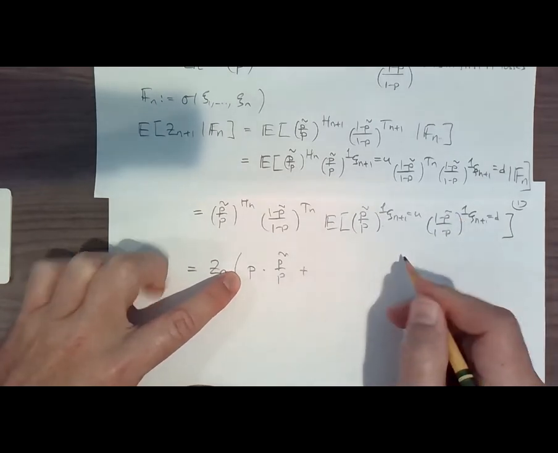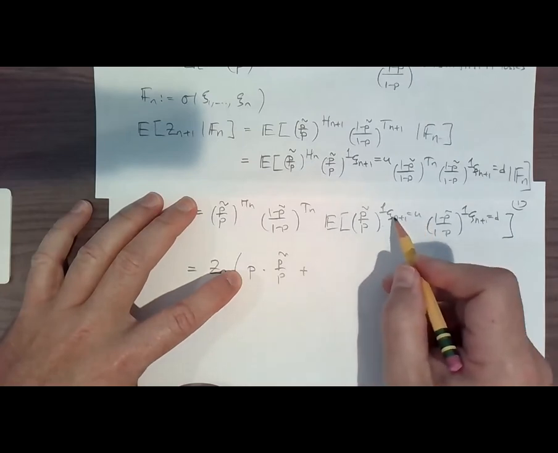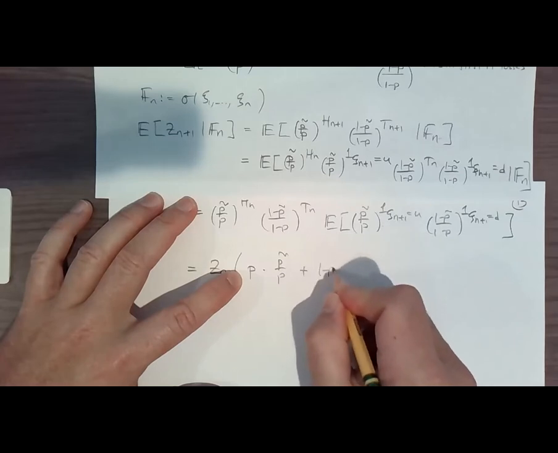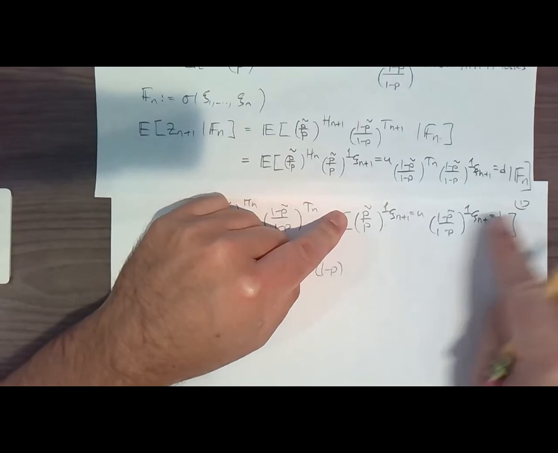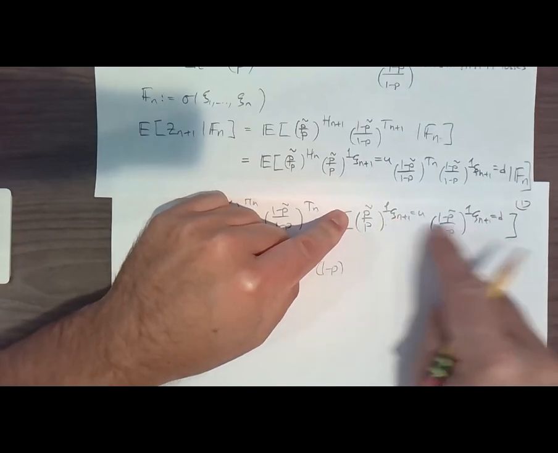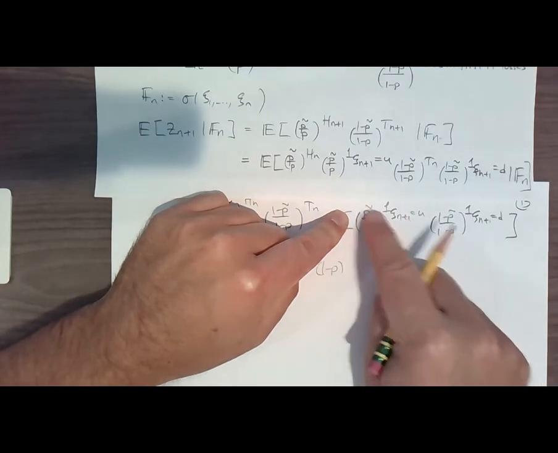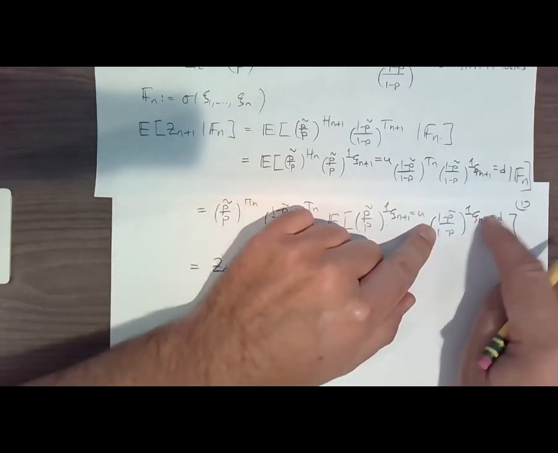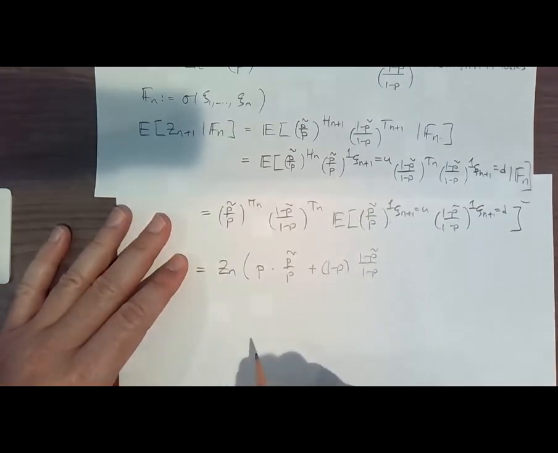Plus, and then I am on the set where psi n plus 1 is equal to d. So this will be happening with probability 1 minus p. And then I evaluate this thing in here when psi n plus 1 is equal to d. The first part, this is going to be a 0. So that's something to the power 0. This is a 1. And then the other one, this is now a 1. So I get 1 minus p tilde divided by 1 minus p.